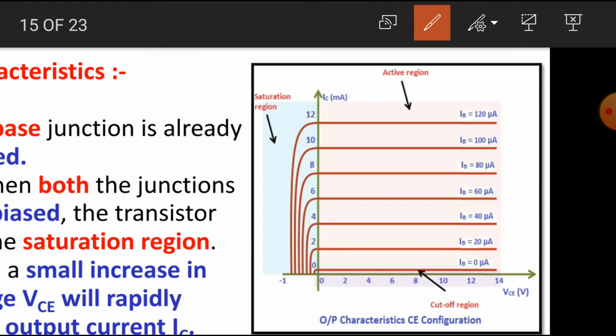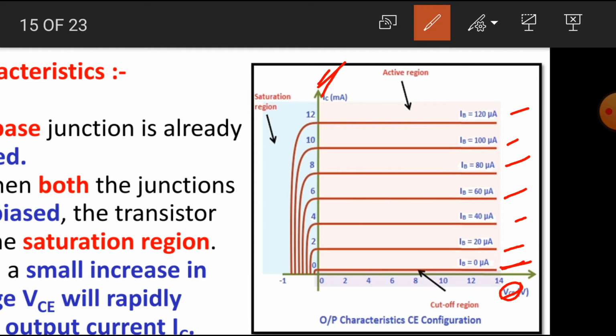Okay, let's see once again. The output characteristics is the graph of output current versus output voltage at constant input current. As the input current changes, this graph also changes. There are mainly three regions of operation.